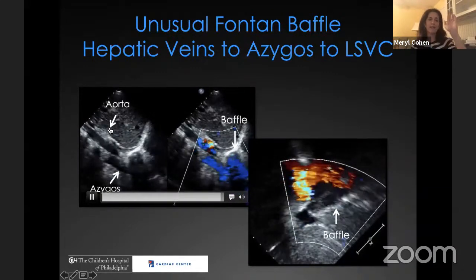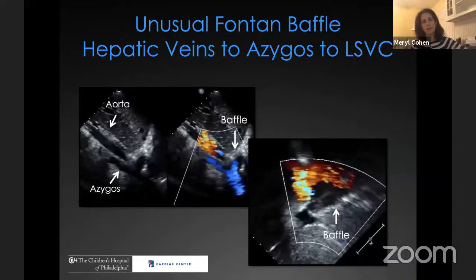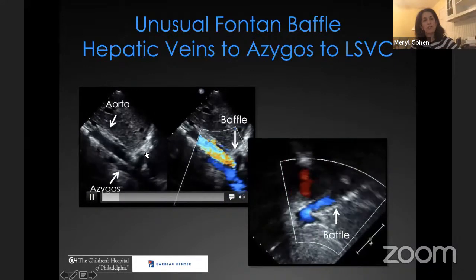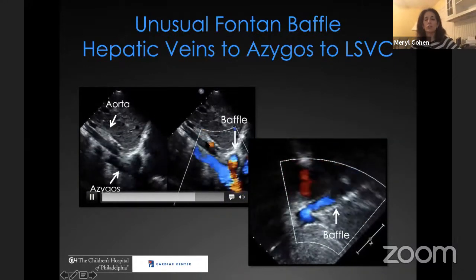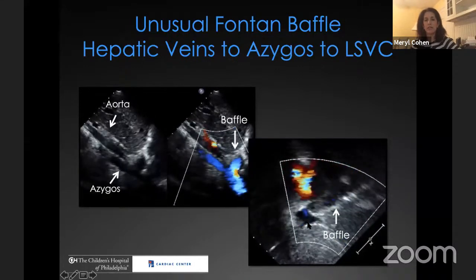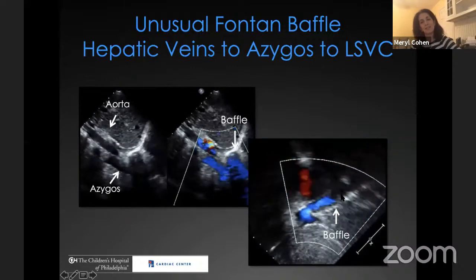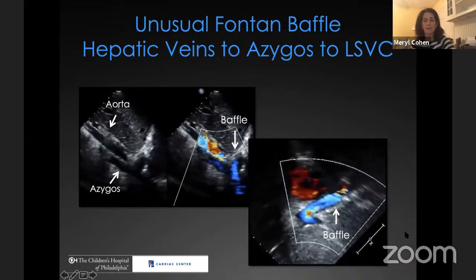Here you see that image I showed you earlier where the azygos and the aorta align with each other, but now you see something coming off at a right angle, which is his Fontan baffle, connecting his azygos to his hepatic veins. If you look at this subcostal view, here are his hepatic veins down here, and you can see the baffle taking this very acute angle to go over to his azygos vein.